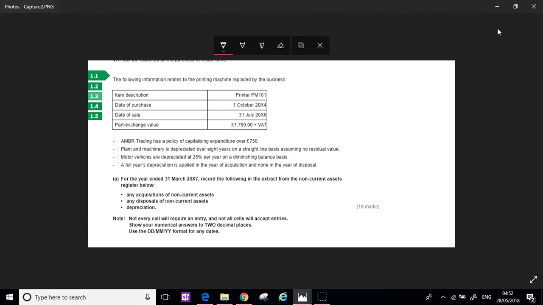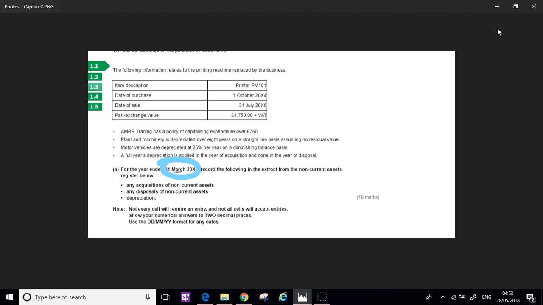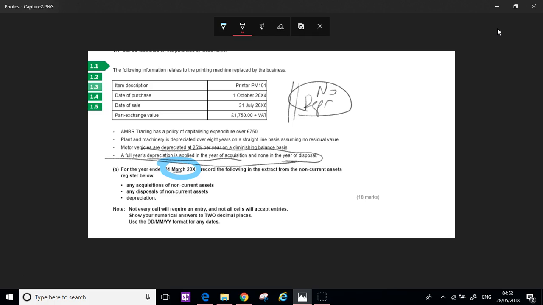Something you want to watch out for, of course, is the year-end dates. You want to be clear on what the year-end dates are. It's really important. Another thing you also want to pick out is that a full year's depreciation is applied in the year of acquisition, and none in the year of disposal. So for this disposal, there will be no depreciation. You're getting rid of a printer, and it says you sell it on the 31st of July, so in that year there is no depreciation. And you got 1,750 for it. So that's what we're going to record in the non-current asset register.